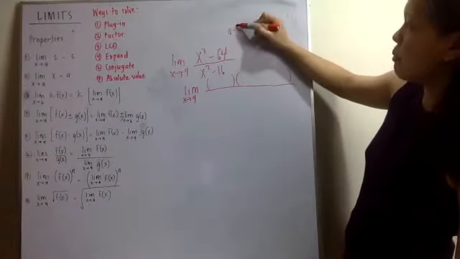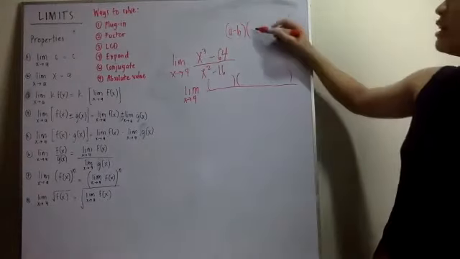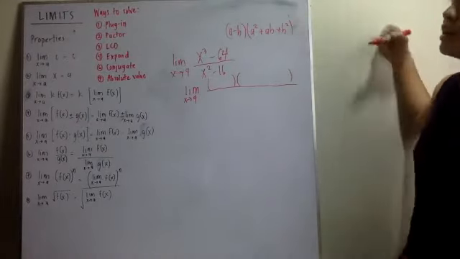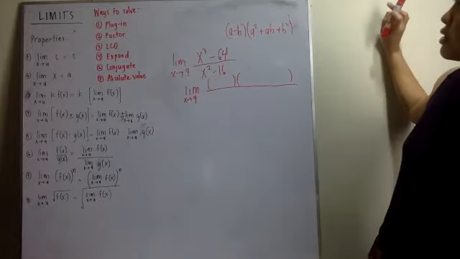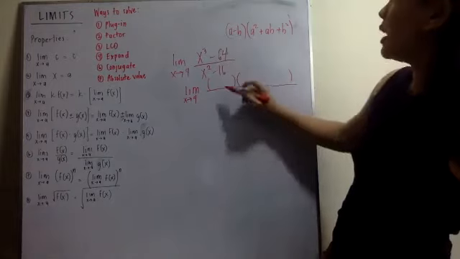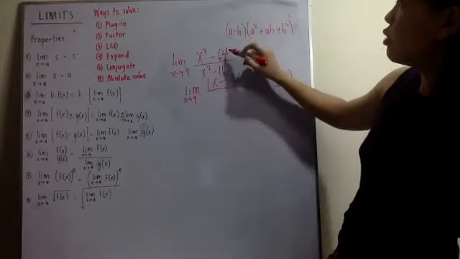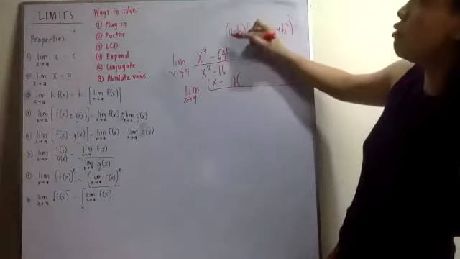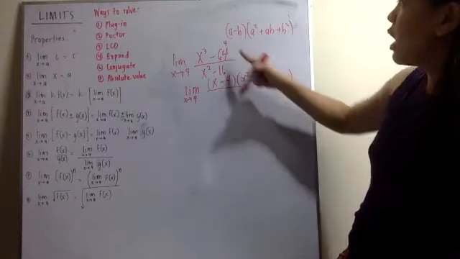Pag minus to, A minus B times, naalala ba? A squared plus AB plus B squared. Okay? Tama ba? Tama yung signs ko. Okay. So if meron tayong yan, X, ano yung cube root ng 64? Cube root of 64 is 4. Okay? So X minus 4, X squared plus 4 times X.